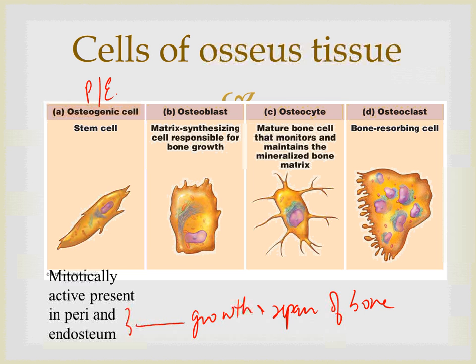The next cell, and we've done these cells, is the osteoblast, which is the cell which lays down bone. Here it just describes it differently: it's the matrix synthesizing cell responsible for bone growth. Remember, matrix synthesizing means laying down bone. So this is the cell which lays down bone in layman's terms.